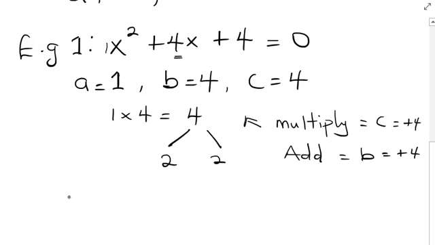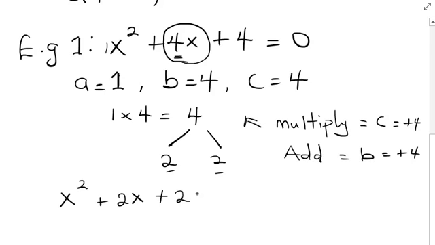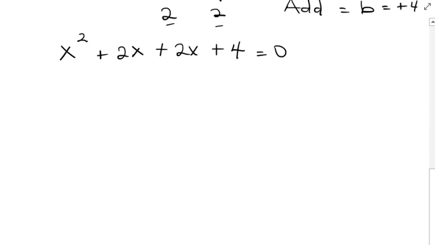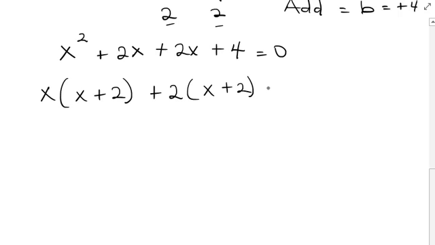So I just need to fix them in the equation by saying x squared plus, and I represent these 2 and 2 by putting them in here. So I say 2x plus 2x plus, then I put my 4 back, equals 0. So I can now factorize. What is common here? x is common, so I say x plus 2, plus, what is common here? 2 is common. So x plus 2 equals 0.